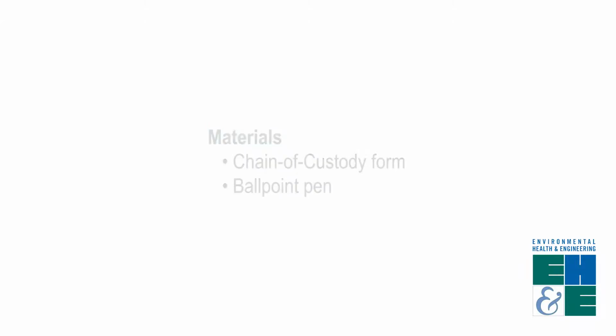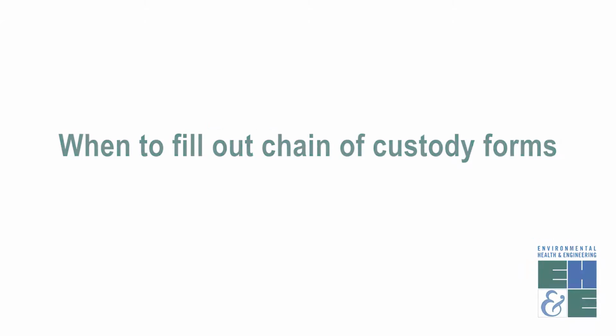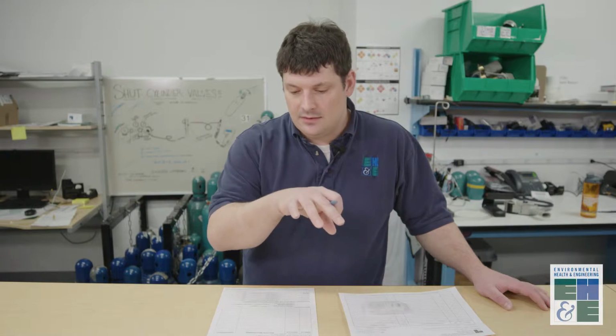Today we're going to be talking about filling out EH&E chain of custody forms. Every sample that EH&E collects needs to be documented on a chain of custody form. Typically we collect samples in the field and collect the field information on a field data sheet. The samples also have to be documented on a chain of custody.